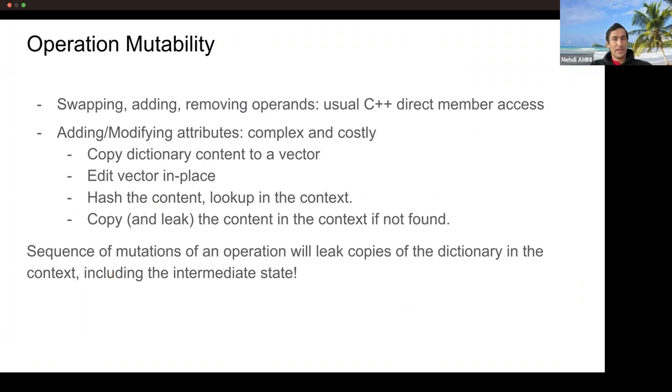All right. So just a recap on the operation mutability before I dig really into this example. Swapping, adding, removing operands: the cost, or the implementation, is very close to usual C++ direct member access. Adding or modifying attributes is complex and costly. Every single modification of an attribute will copy the dictionary, edit a vector in place, hash everything, and copy and leak the memory into the context. And so if you have a sequence of mutations, you're going to even leak all the intermediate steps into the context. So that's a lot of traffic in this context map and uniquing and hashing.